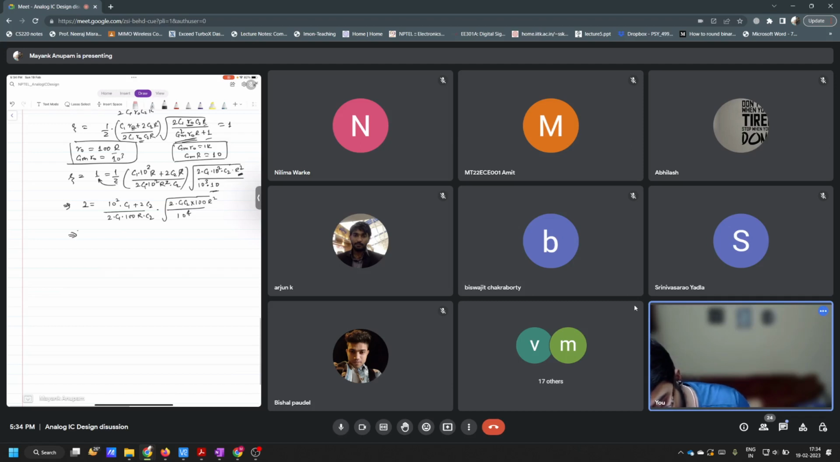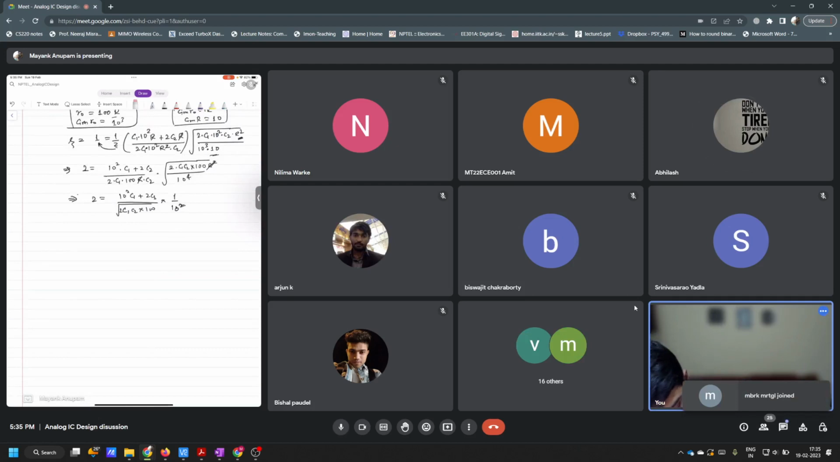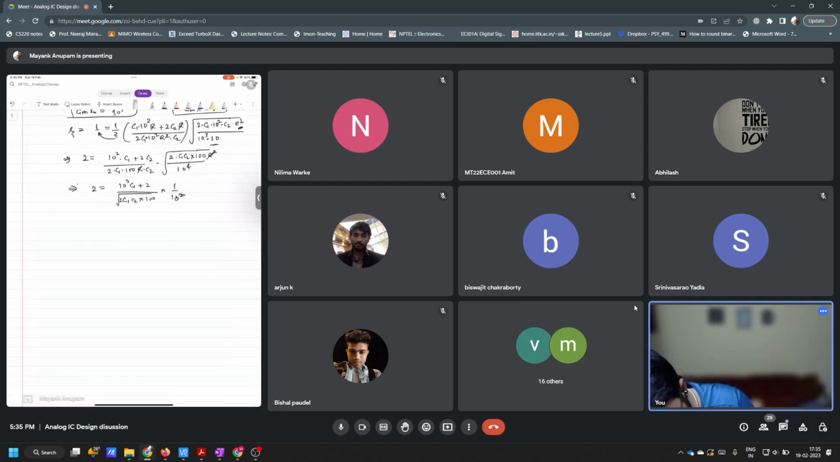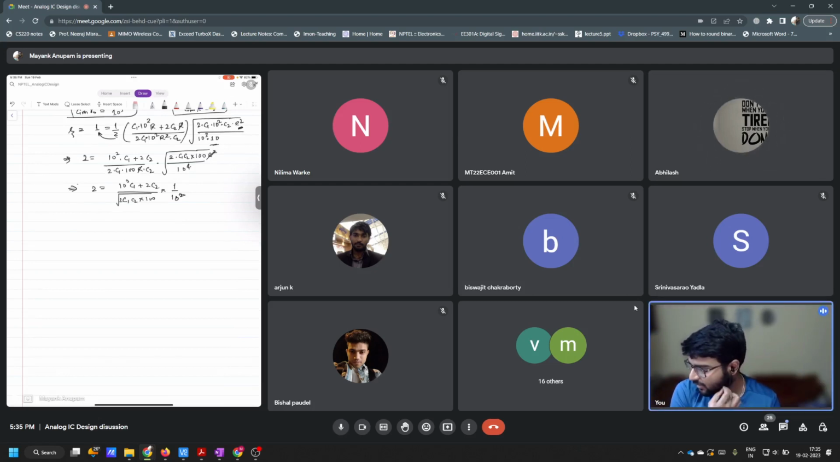So what will it be? 2 is equal to 10 square C1 plus 2 C2, divided by, this R and this will cancel, right? And we'll have only under root 2 C1 C2 times 100 into 1 over 10 to the power 2, correct? Yes, sir. Now again let's approximate. What should be the next approximation? From this also you can solve, but let's make our life even easier.